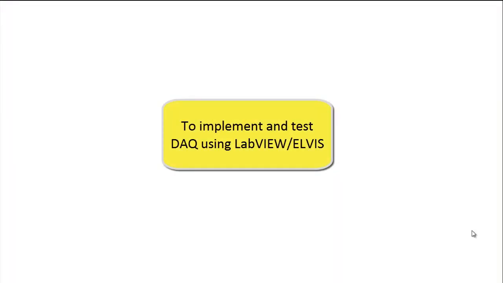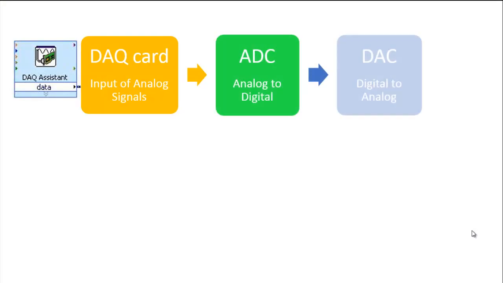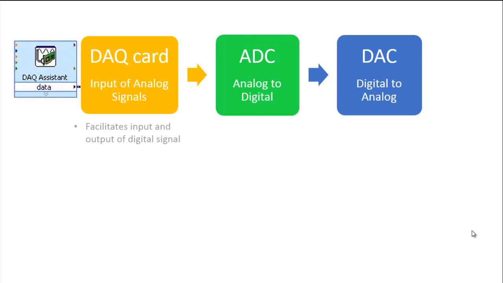For this week's lab, we'll be doing data acquisition, in short, DAQ, using LabVIEW and ELVIS. So what is DAQ? This is the DAQ that you'll be seeing on LabVIEW. A typical commercial DAQ card or module allows input of analog signal through an analog to digital converter, known as ADC, and an output of analog signal through a digital to analog converter, known as DAC. In addition, a DAQ card often facilitates input and output of digital signals as well.